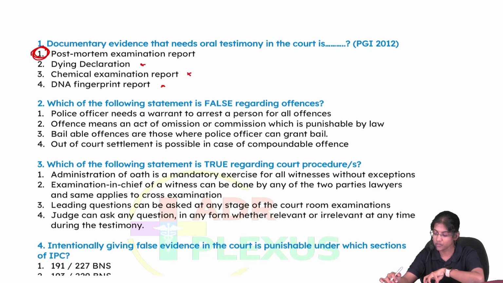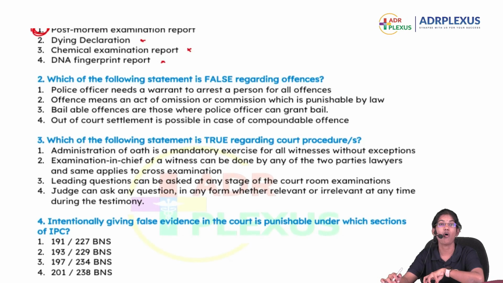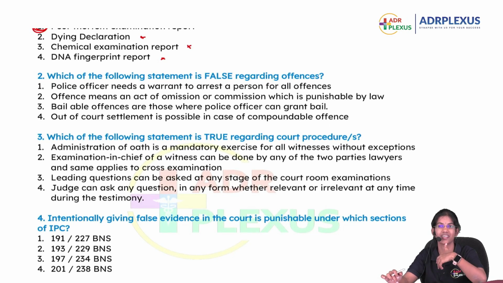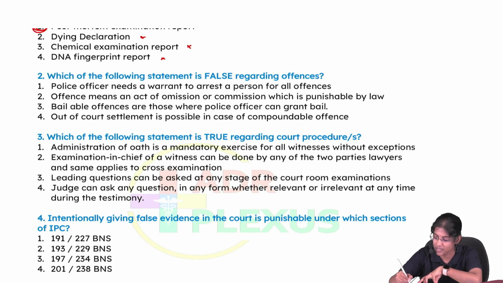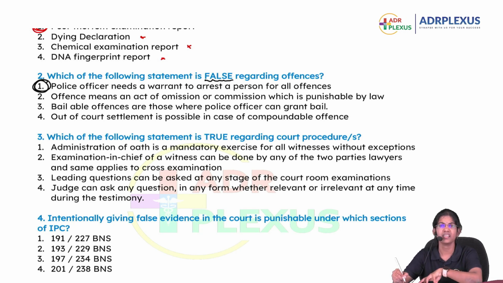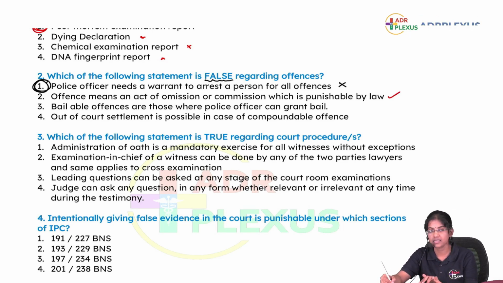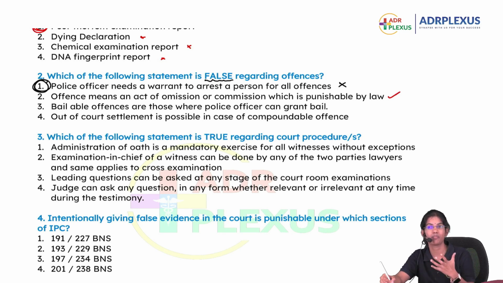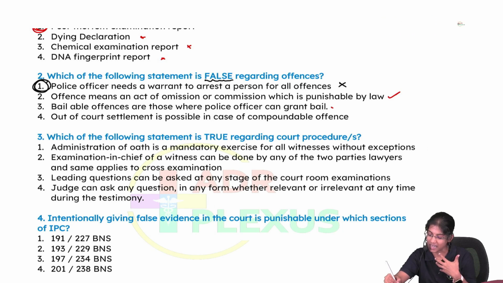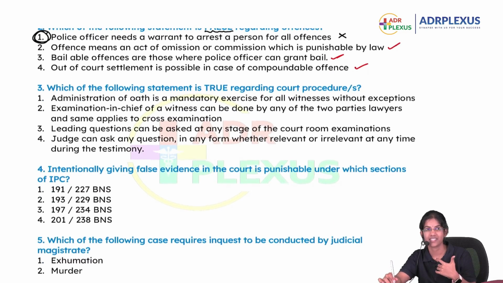Next, which of the following statements is false regarding an offense? When you read, please be careful with the word false. Police needs a warrant to arrest all. That is a false statement. Let's discuss the others also. An offense is anything that is an act of commission or omission, punishable, agreed. Bailable offenses are those in which the police can grant bail. Out of court settlement is allowed in compoundable offenses. Very good.